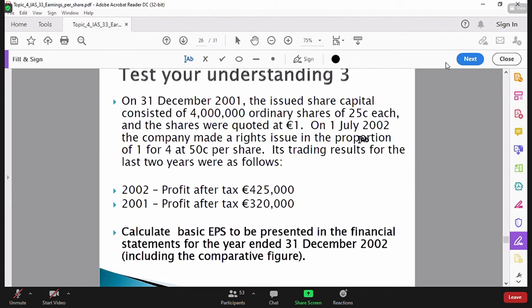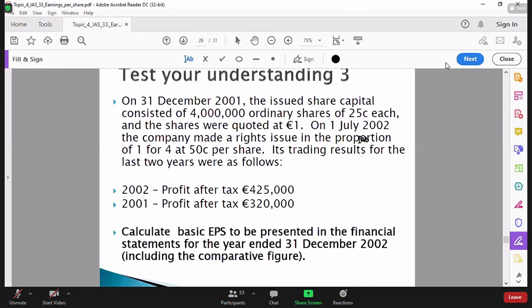Up to 31st December 2002, now it becomes 5 million, right? The number of ordinary shares? Yes, madam. Multiply by 6/12. So 5 million multiplied by 6 divided by 12. How much then do you get? 4722. Oh, is it correct?